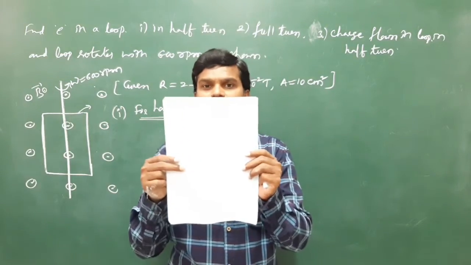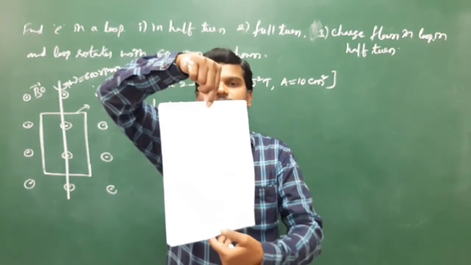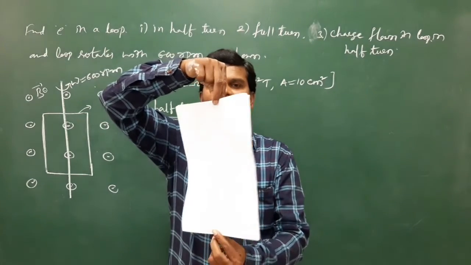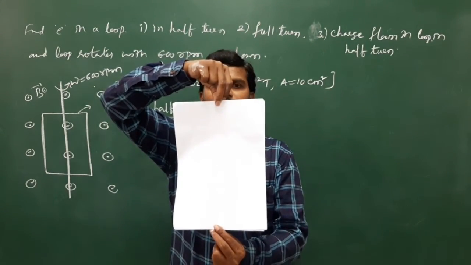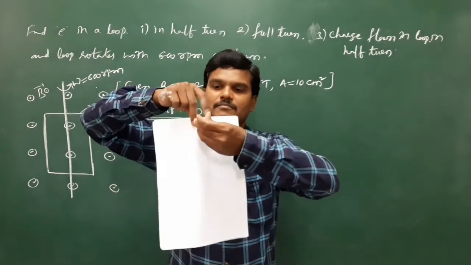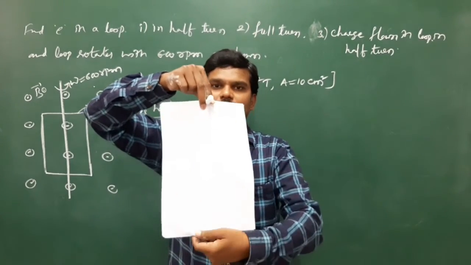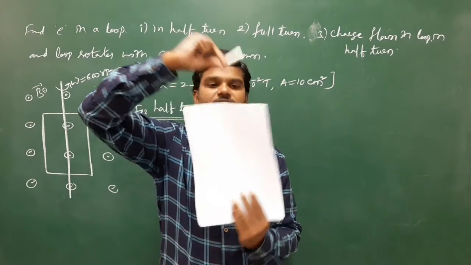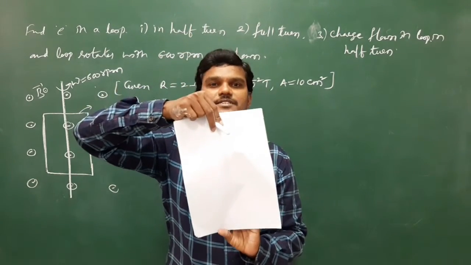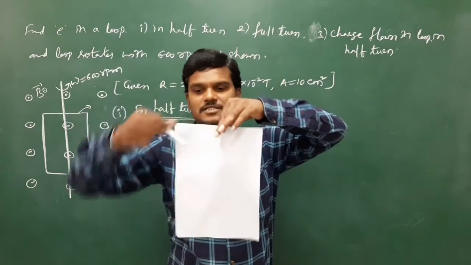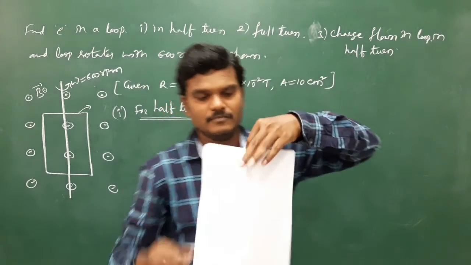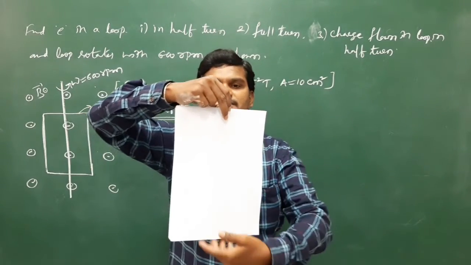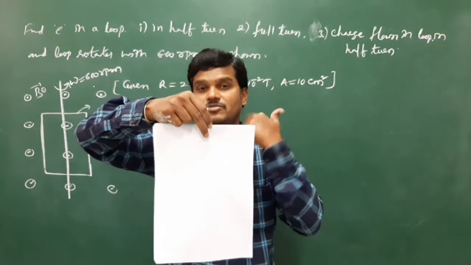initially the plane of the coil looks like this, and this coil is rotating. Half turn means, see, this is half turn. And full turn means again it has to come to the same place. So this is the starting phase. Here I am putting some chalk piece. Half turn means this chalk piece has to come to this side, so that is half turn.